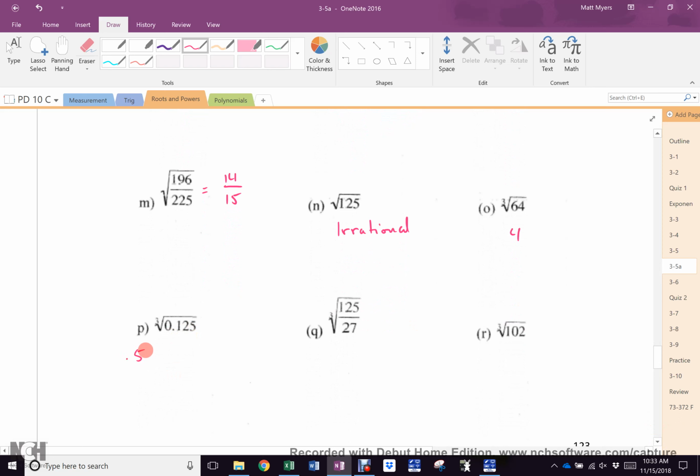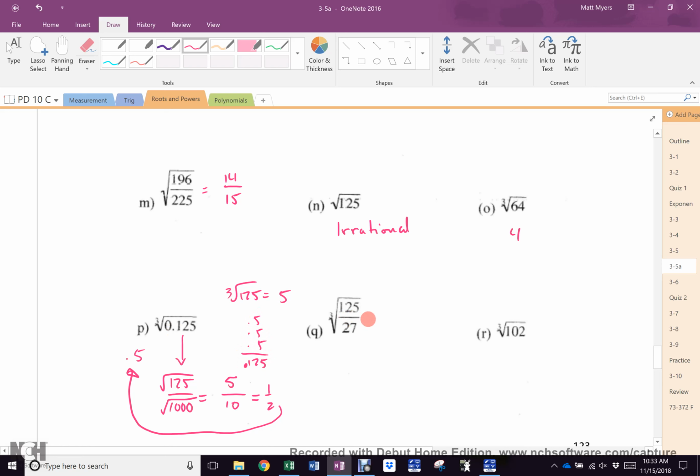0.5. Why? That is 125 over 1,000, correct? What is the cubed root of 125? 5. What is the cubed root of 1,000? 10. 5 over 10 is 1/2, which is 0.5. Now, what's the other way you could look at that? The cubed root of 125 equals 5, right? But you need those decimals. 0.5 times 0.5 times 0.5 gives me 125 with 1, 2, 3 decimal places.